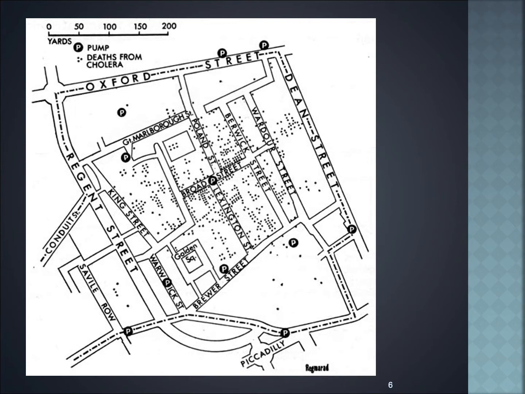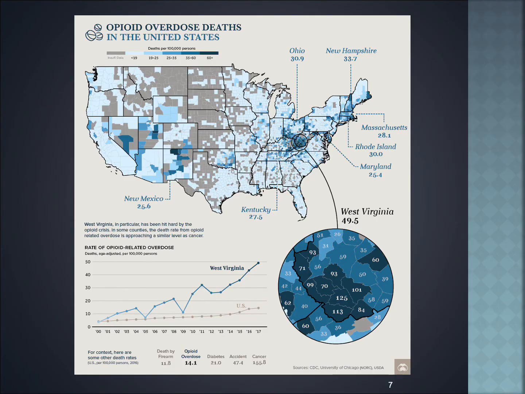So this was the very first example that we've got of mapping a disease outbreak in order to identify what is its source area and then how does it transmit from one location to another location or from one person to another person. We can also look at different types of outbreaks.